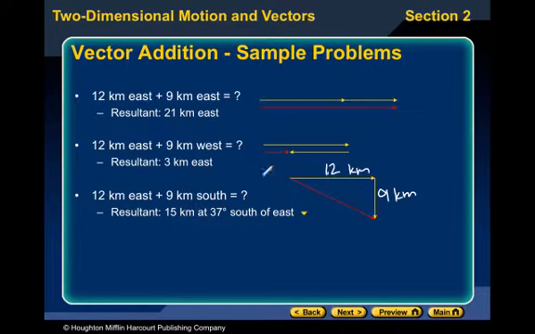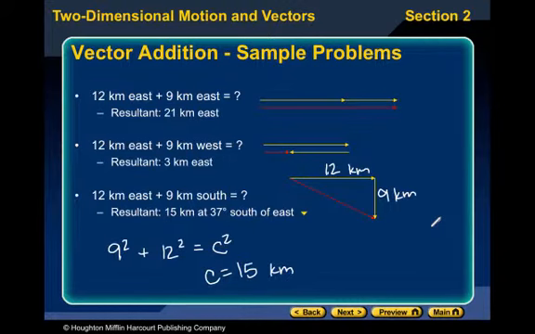So how would we solve for the hypotenuse? 9 squared plus 12 squared equals c squared. So c must be equal to 15. When you solve that, 9 squared plus 12 squared is 225.